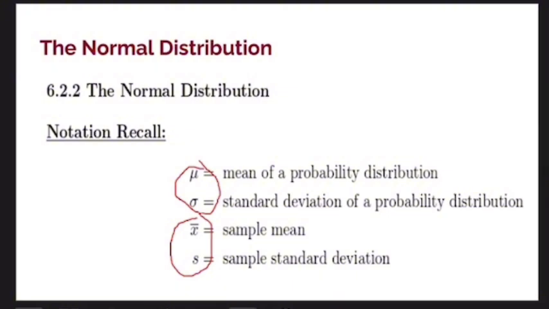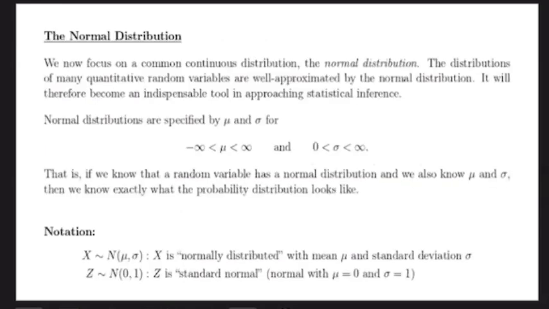Okay. Now, because I've presented to you two parameters in normal distribution, we also need to understand the state space. Like, what are the possible values the variable can take? Take a look at this.